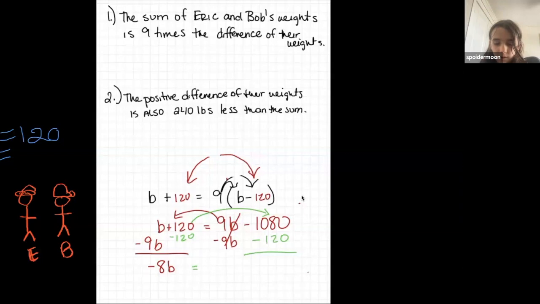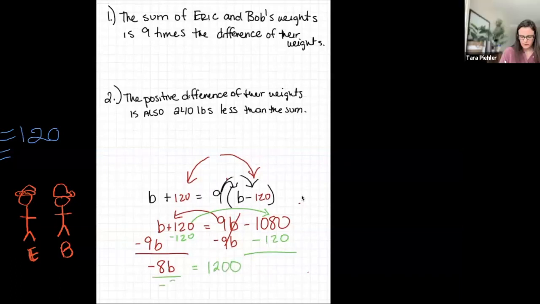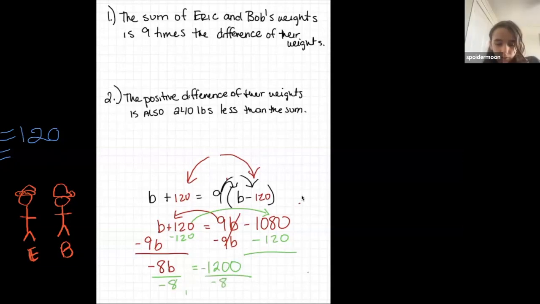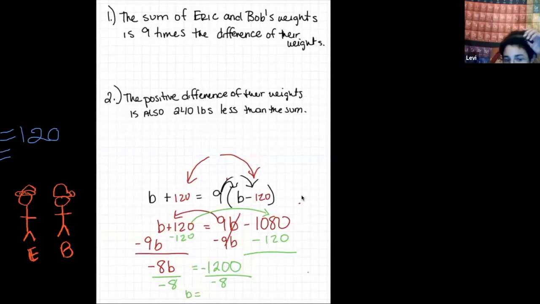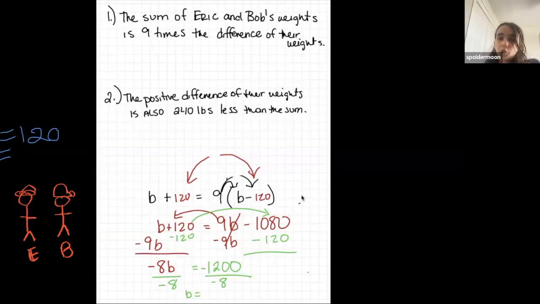Oh, I put it in wrong. That's 1200. Very good. All right. So what's B, guys? We divide by 8, negative 1200 divided by negative 8. That will give us a positive, and that is 150. So B equals 150.